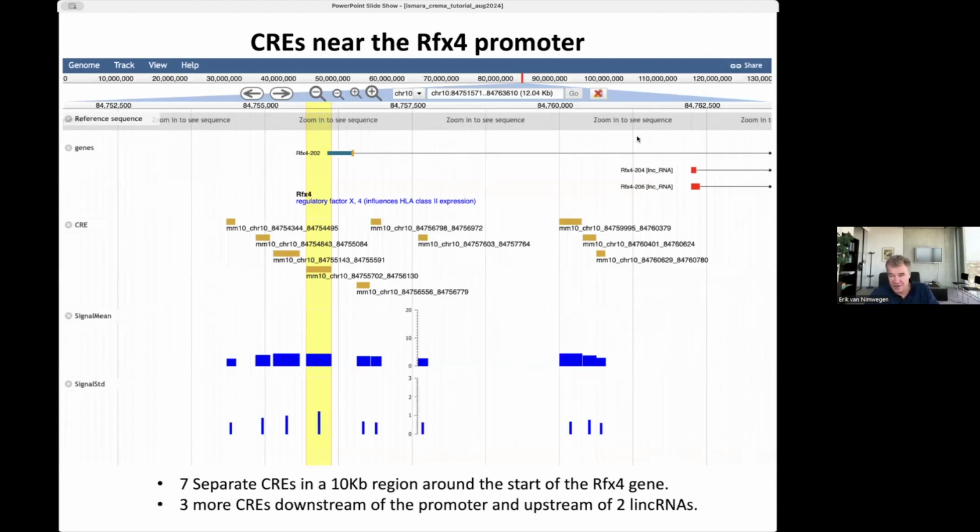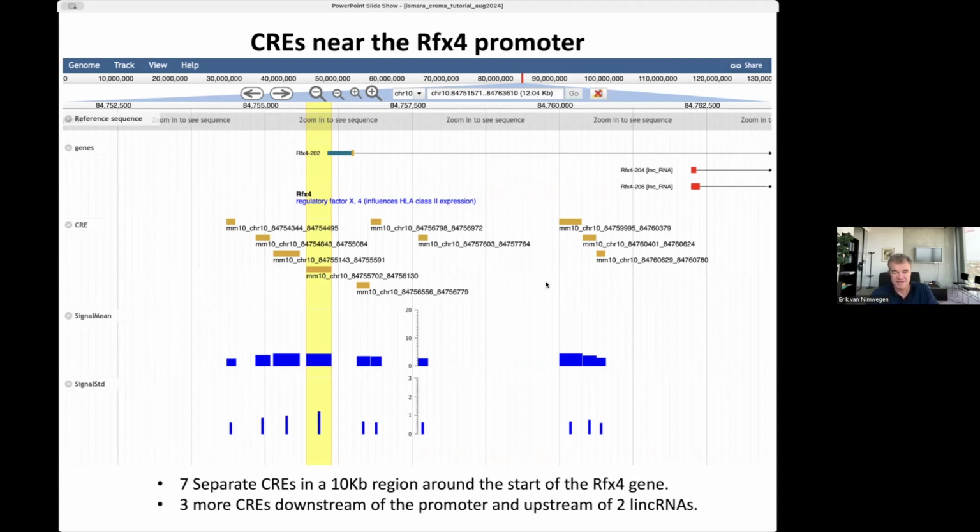So here is the known promoter of RFX4. In these little sand-colored boxes are all the CREs that are within this. This is a 10 kb window on the genome. So these are all the CREs. This is the one that was at 146, but there are other ones nearby. There are also some ones downstream. Here there is a lncRNA. This is a non-coding RNA that is inside the RFX4 intron. Maybe it's associated with these CREs.